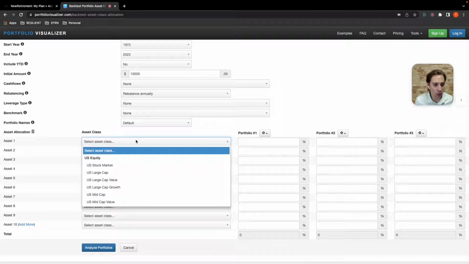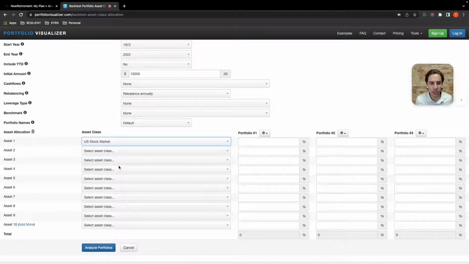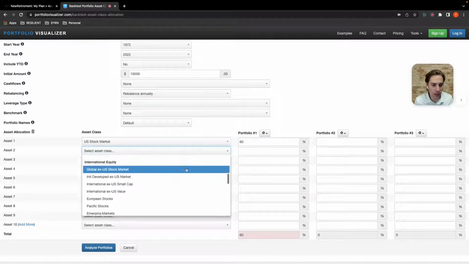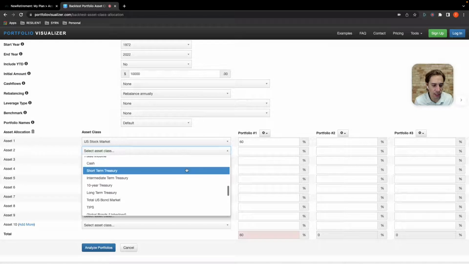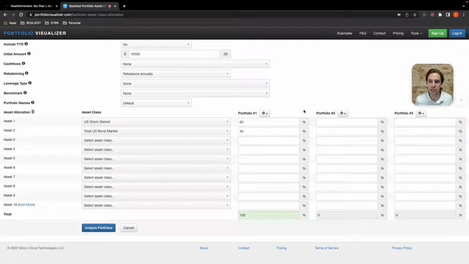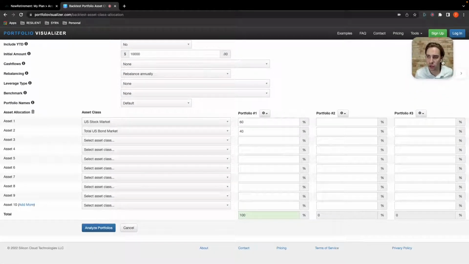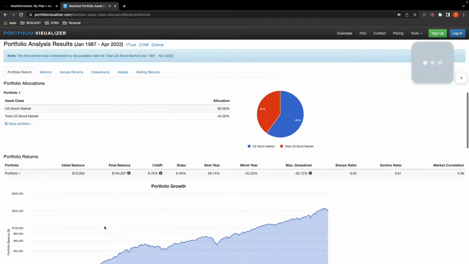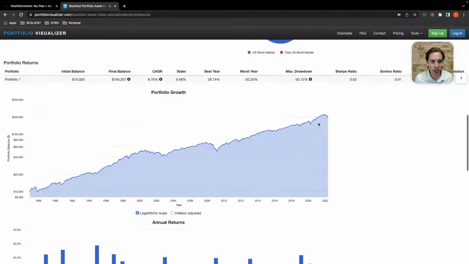So what we're going to do is say that you have a 60% stock, 40% bond portfolio. We're just going to plug in 60% stocks, and then go down to the total US bond market for the 40% bonds. All we're doing here is saying, based off of historical performance, how has a 60-40 portfolio performed over the last several decades? So we'll calculate that by clicking run.